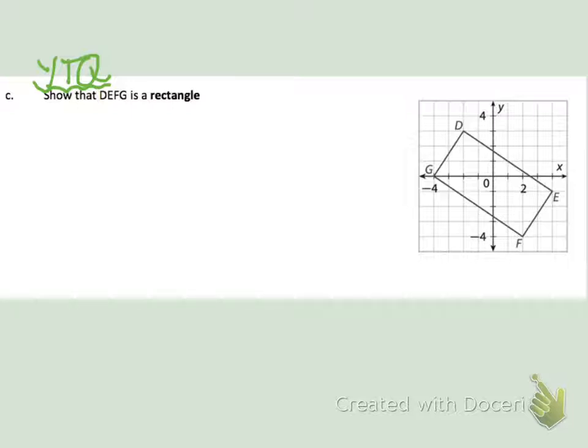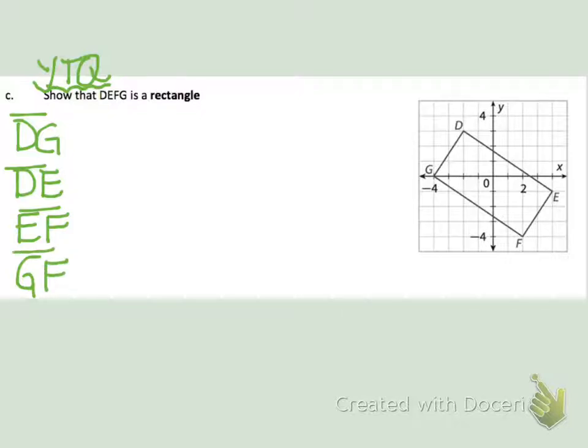So again, you're going to want to list every one of these out: DG, DE, EF, and GF, or FG, it doesn't matter how you call them. Then find their slopes so that you can establish that you have consecutive sides that are perpendicular. So pause the video now.